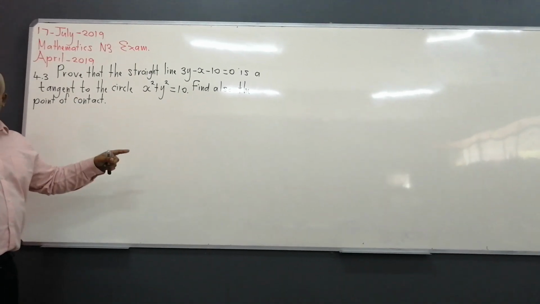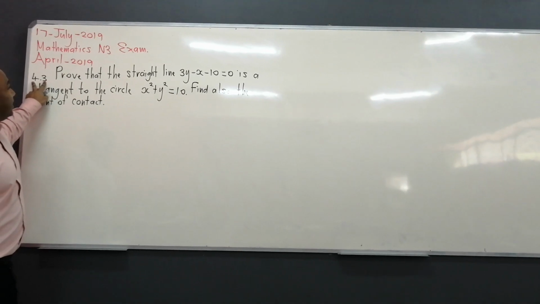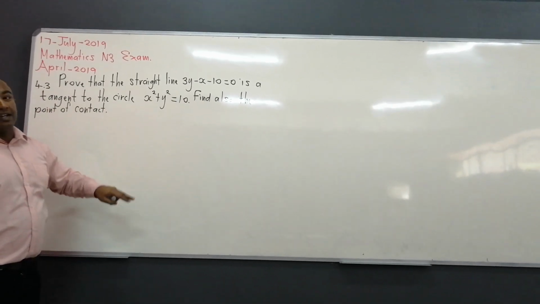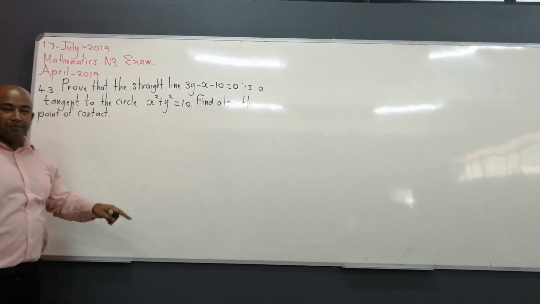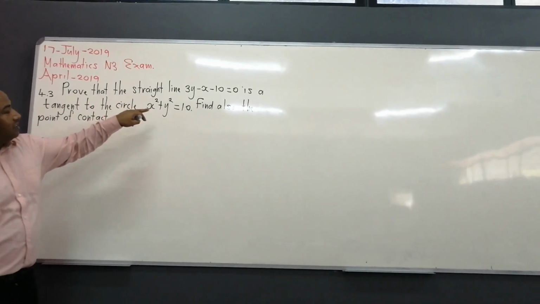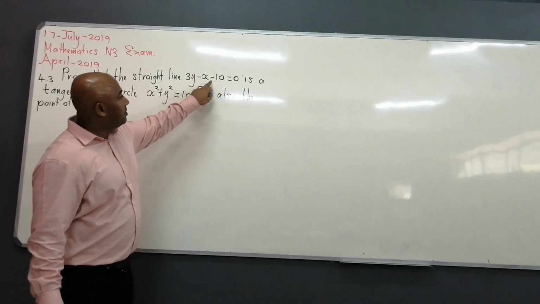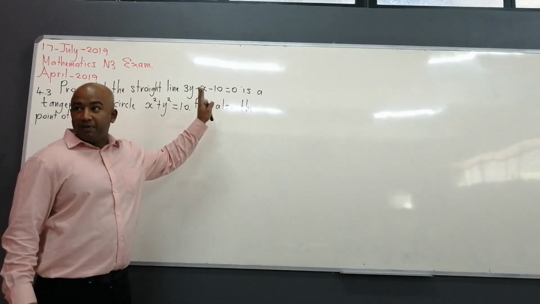So now we continue with this paper. We are dealing with question 4.3. See, there was a spelling error in the paper too. It's proved that the straight line 3y minus x minus 10, just double check on your question paper, everything is correct here.